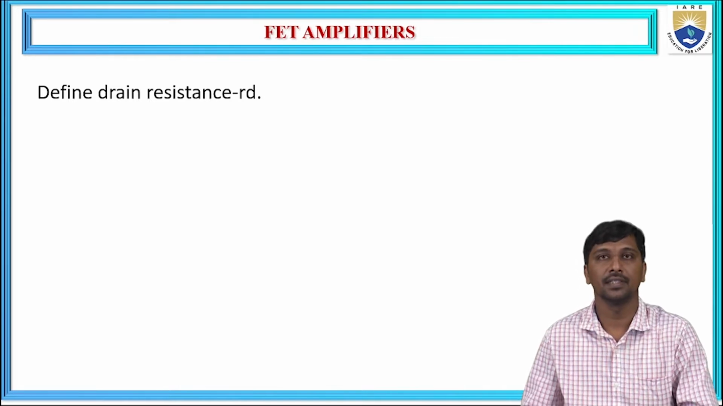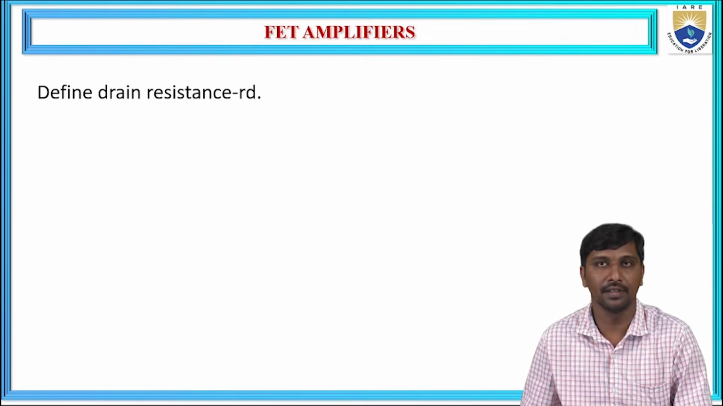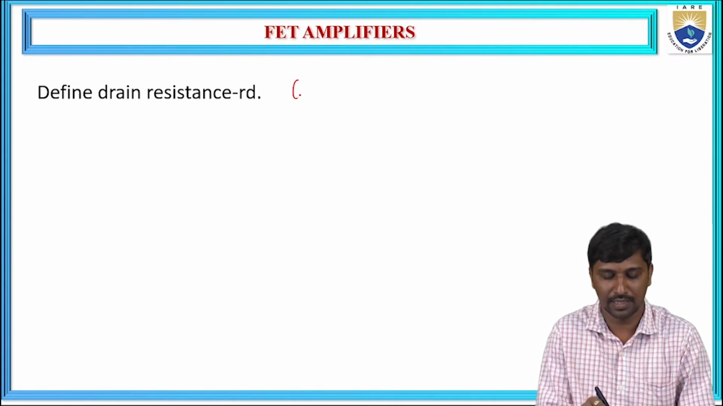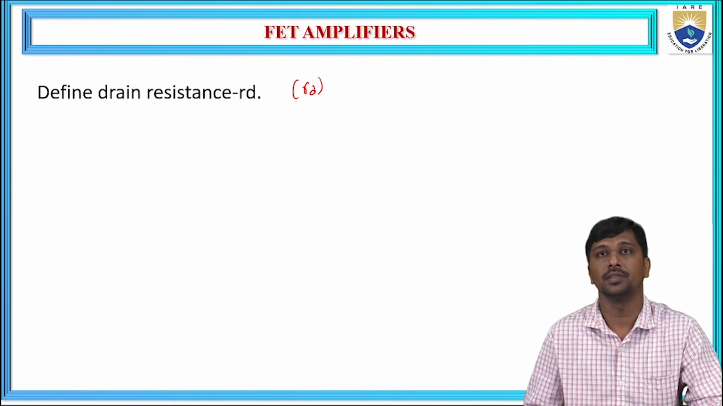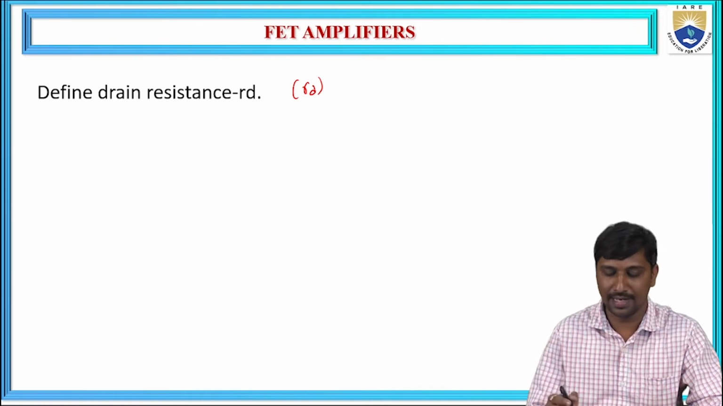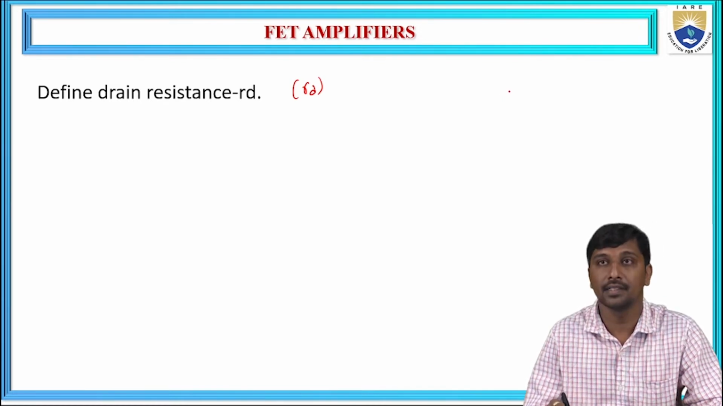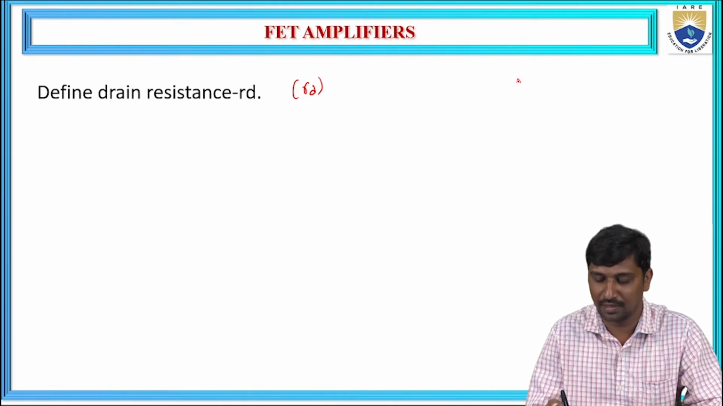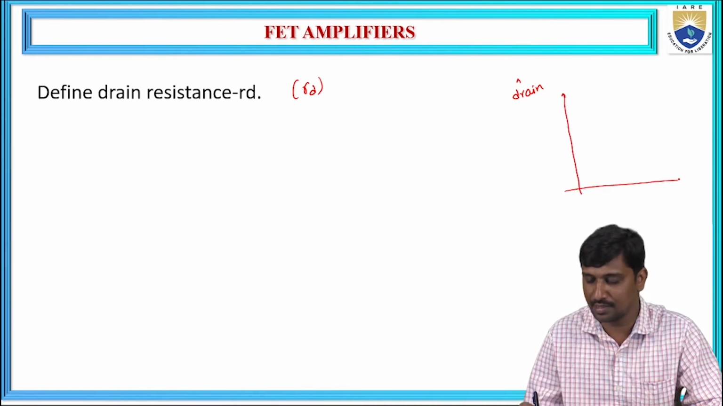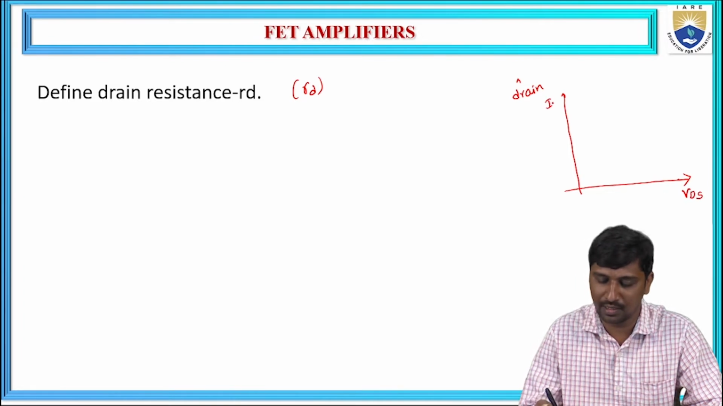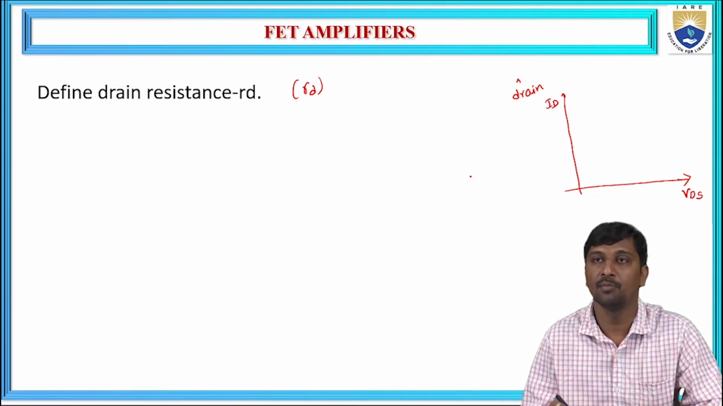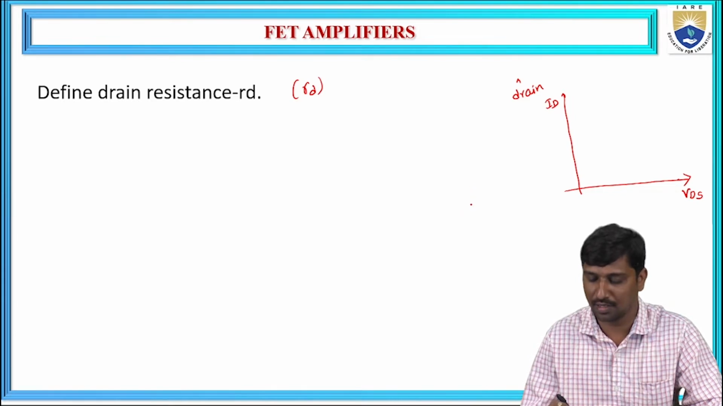Now, similar to that, we need to define drain resistance. Here the drain resistance is defined as RD. In general, this drain resistance is observed from the drain characteristics. The drain characteristics are plotted between drain to source voltage and drain current while keeping VGS constant.